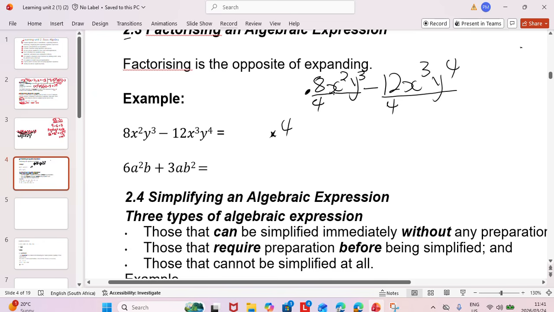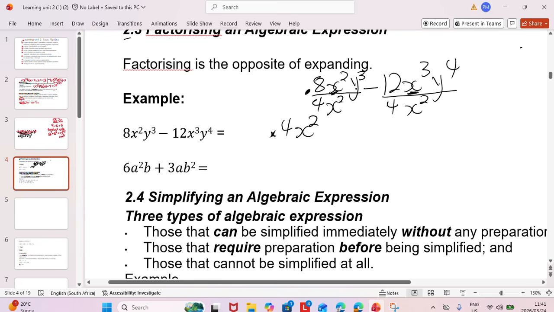And then after that, you have x to the power of 2 and x to the power of 3. You are focusing on x. Remember, you are trying to find the common factor. So you take between those two x's, guys, the x with the smaller exponent. x to the power of 2, and then you take out x to the power of 2.